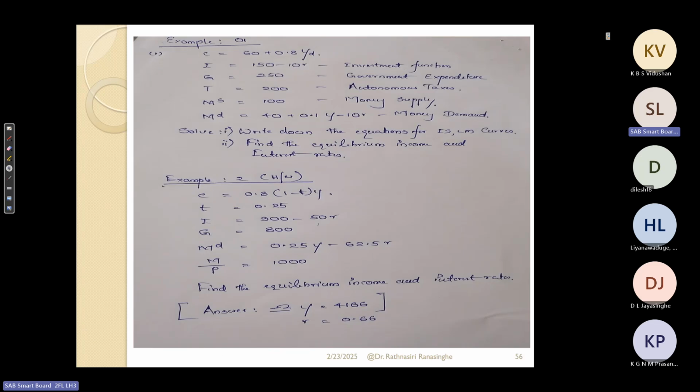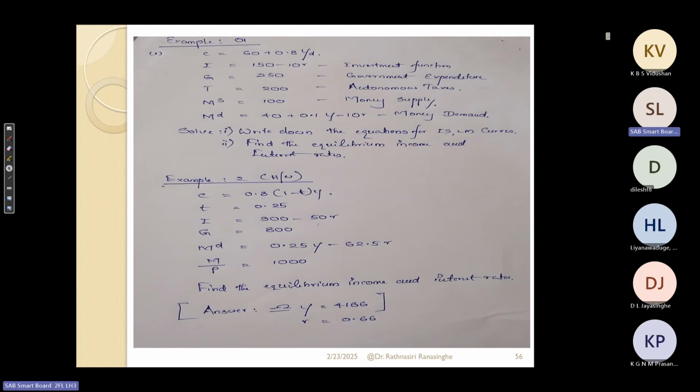Now we have given another example here. Second example, you can try it. You have been given the consumption function 0.8(1 minus t)y. So 1 minus t means what? The consumption function is 0.8(y minus T). If you remove the bracket, it is y minus ty. It is the same thing, right?